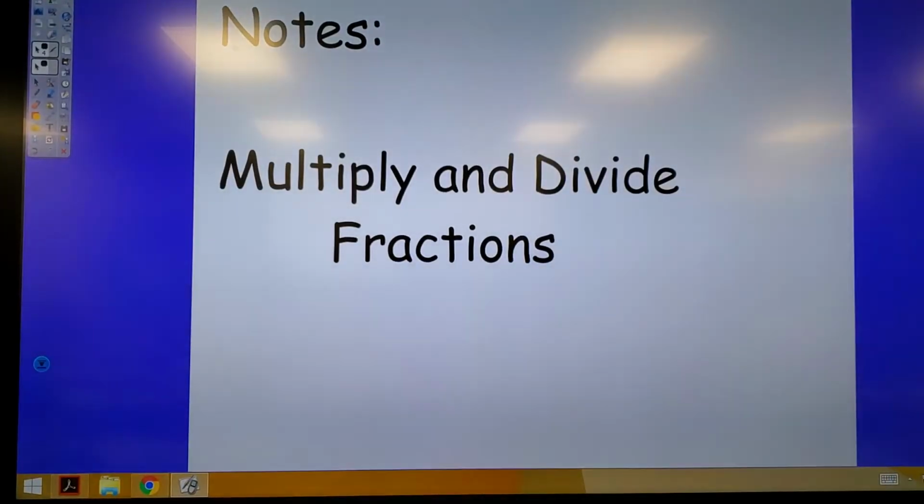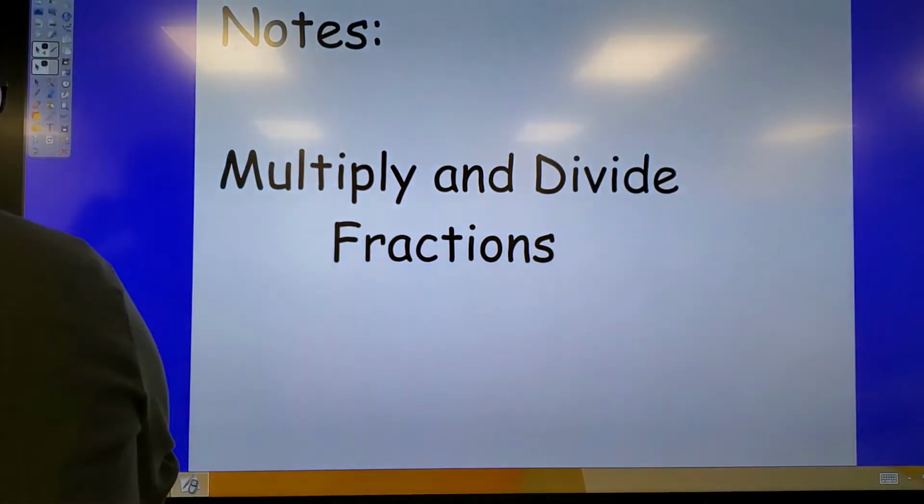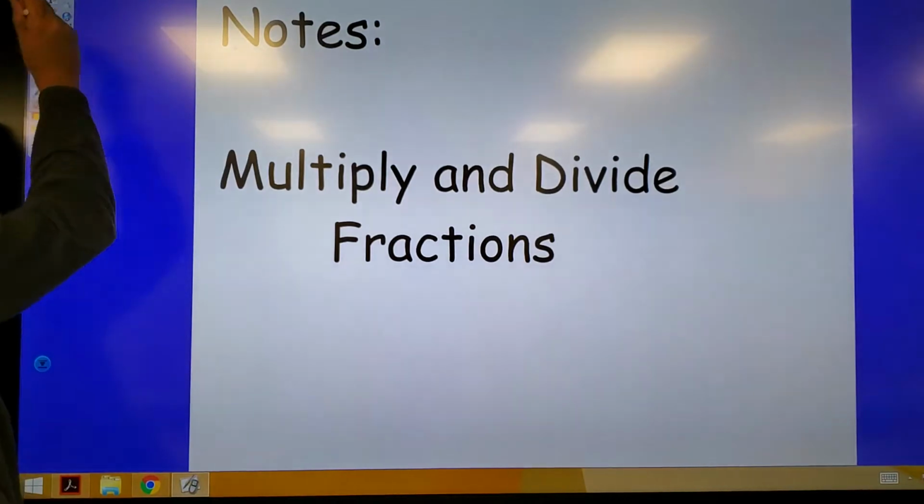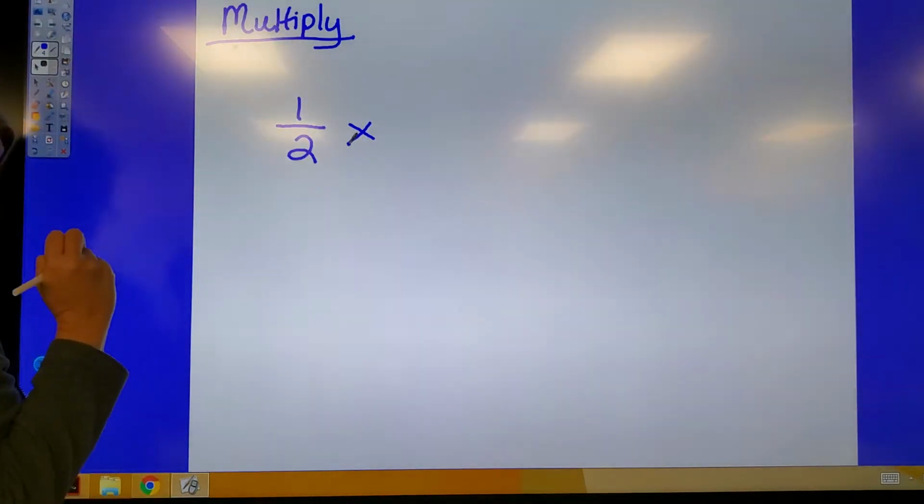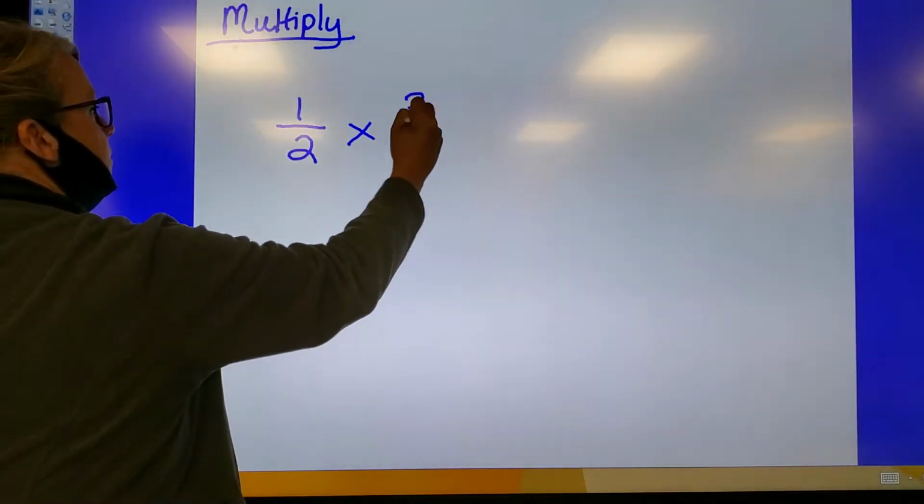All right. So we are going to start off with multiplying. And we'll start off with the example of 1/2 times 3/4.